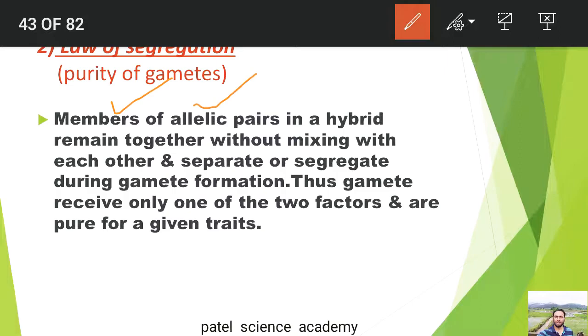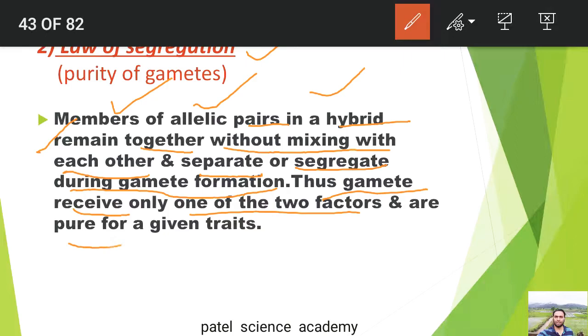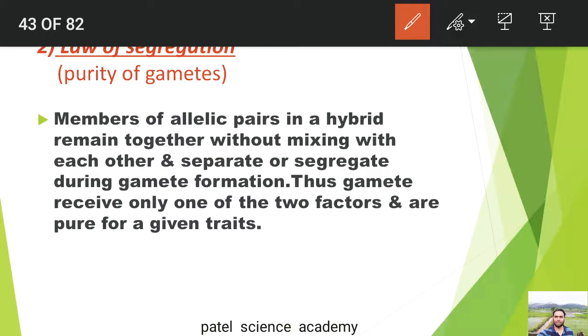So what does it indicate? What is the statement of this law of segregation? The members of allelic pairs in the hybrid remain together, but without mixing with each other. They do not mix and they separate. Segregate means separate, and they segregate during gamete formation. Thus, the gamete receives only one of the two factors, and they are pure for the given trait. So dear students, this is the statement of the second law, the law of purity of gametes.